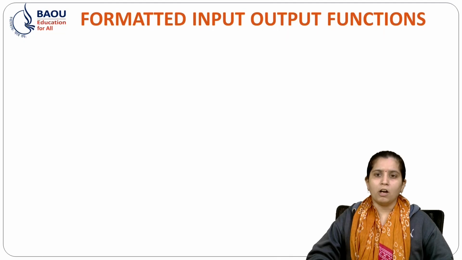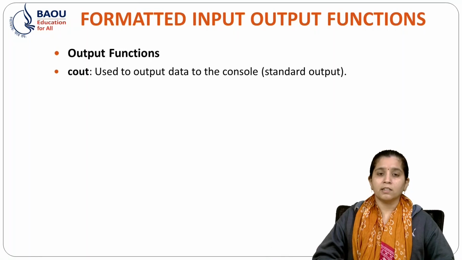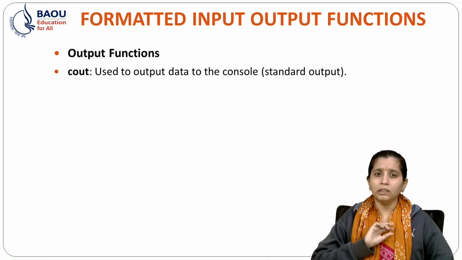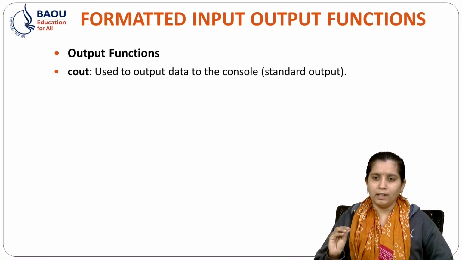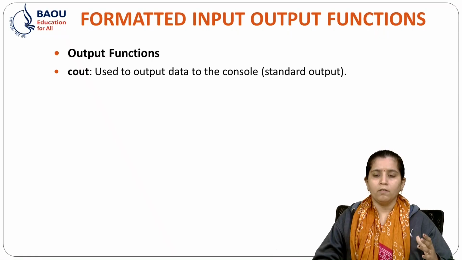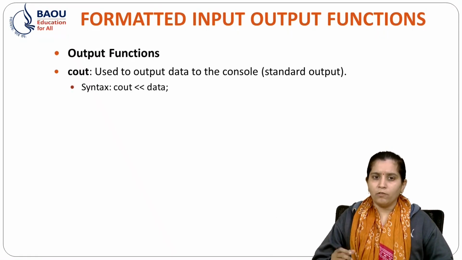Formatted input-output functions. We have output functions, that is cout. This is the standard output function used to output data to console, that is standard output. As we use in our day-to-day C++ programming, cout, cin. So the syntax of cout is cout, then the insertion operator, and then the data we want to display on our screen.